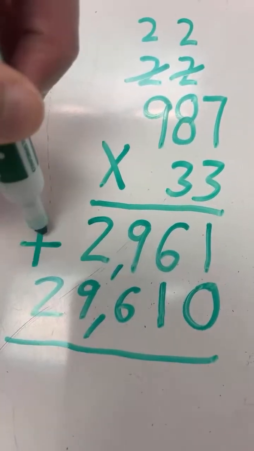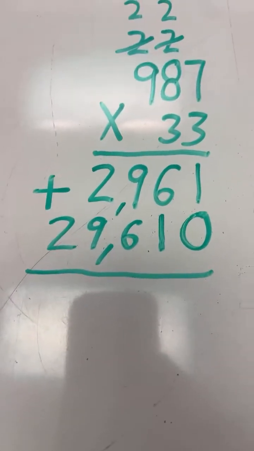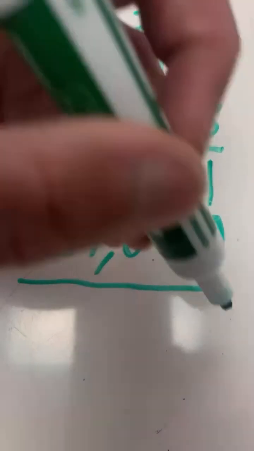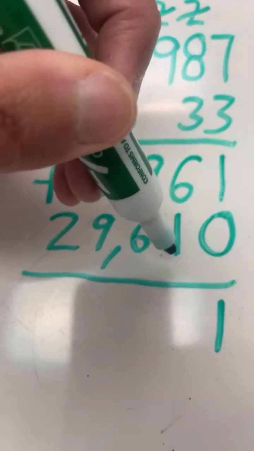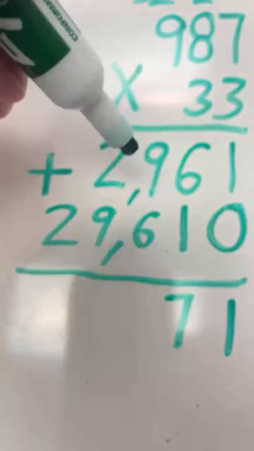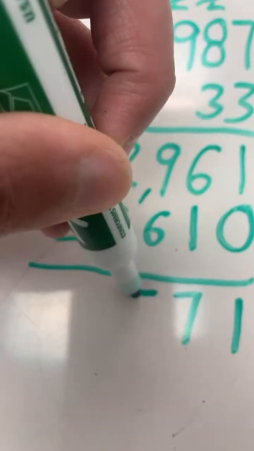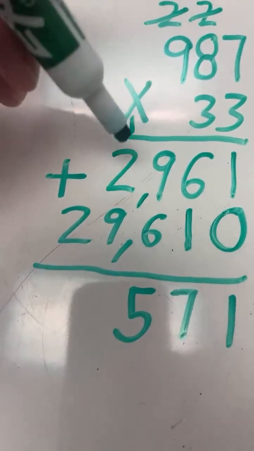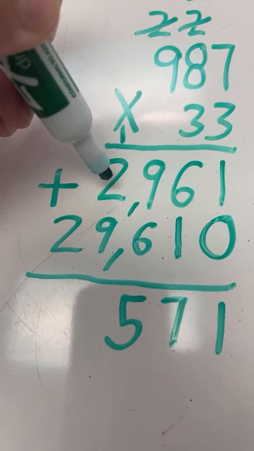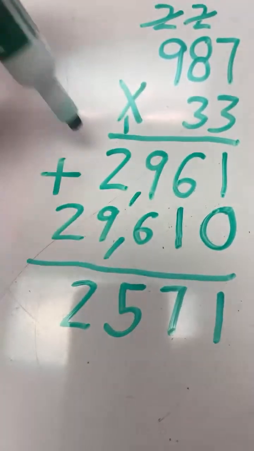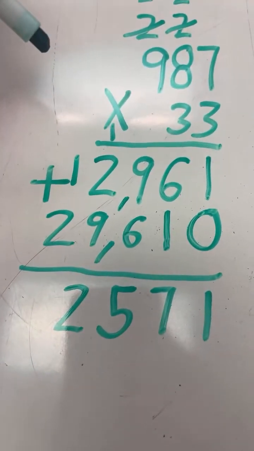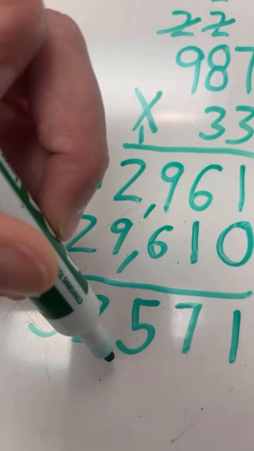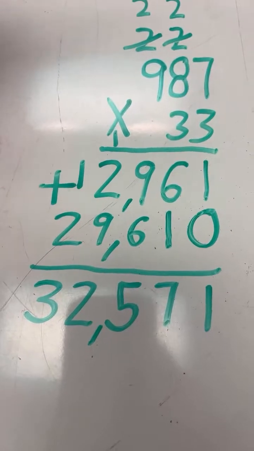So now to get our final answer, we have to add these two numbers together. 1 plus 0 equals 1. 6 plus 1 equals 7. 9 plus 6 equals 15. 5, carry the 1. 1 plus 2 equals 3, plus 9 equals 12. 2, carry the 1. 1 plus 2 equals 3. And we have our final answer.